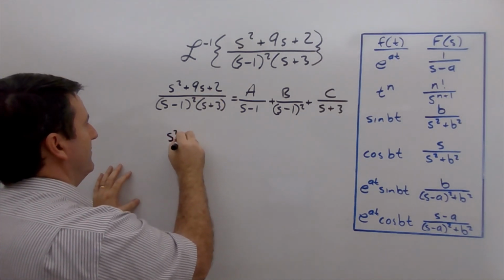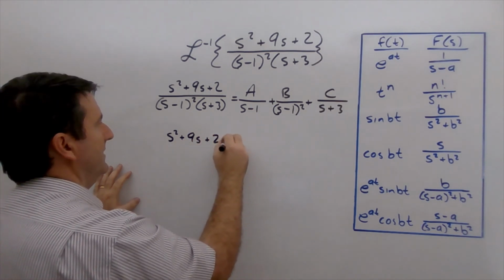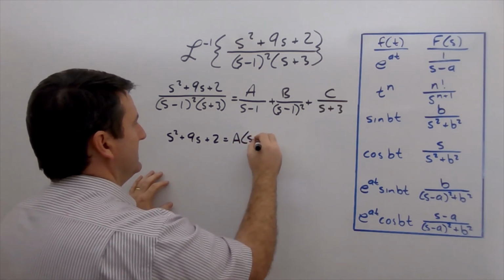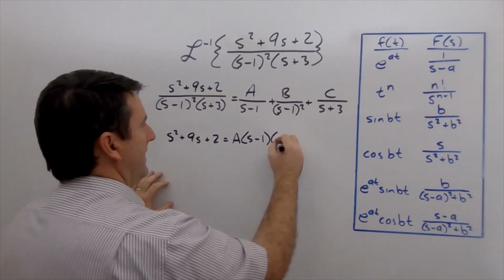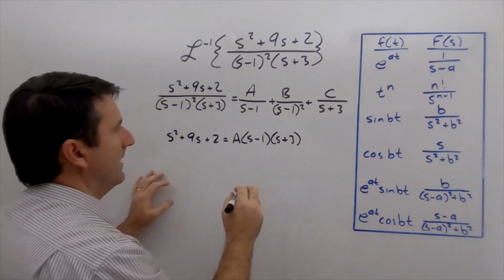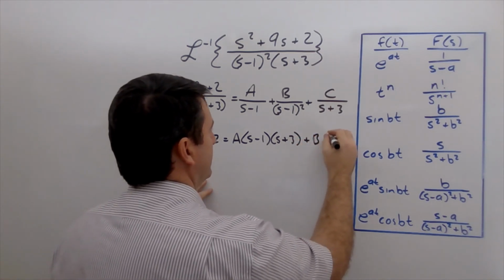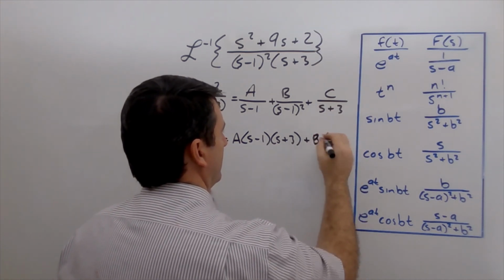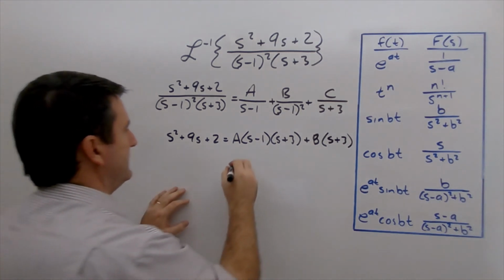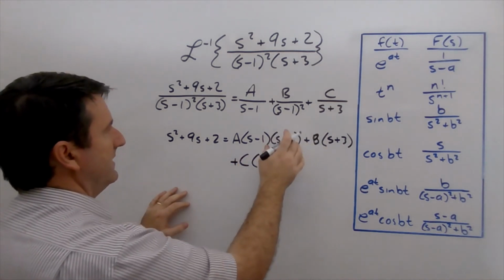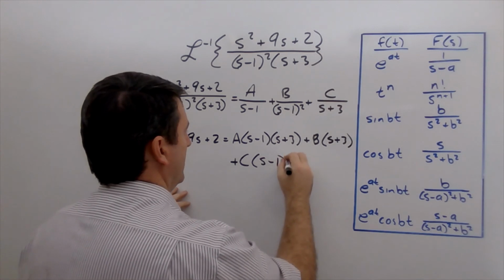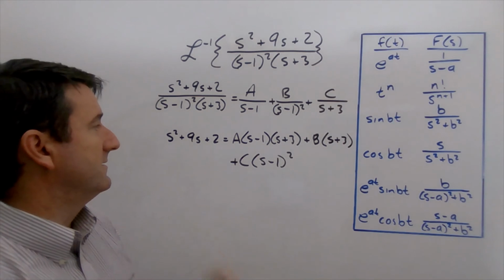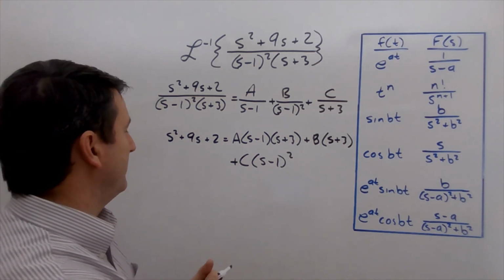So we get s squared plus 9s plus 2 is equal to a times s minus 1 times s plus 3, plus b times just s plus 3, plus c times s minus 1 squared. All right, now we're going to choose some values for s that are going to simplify this.